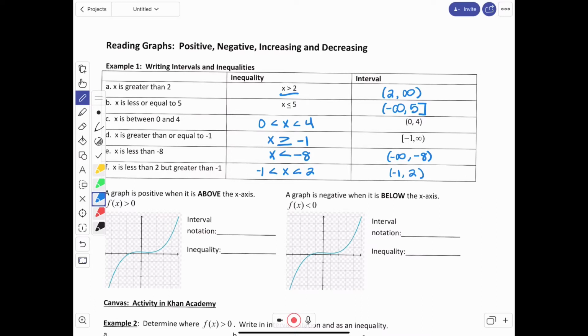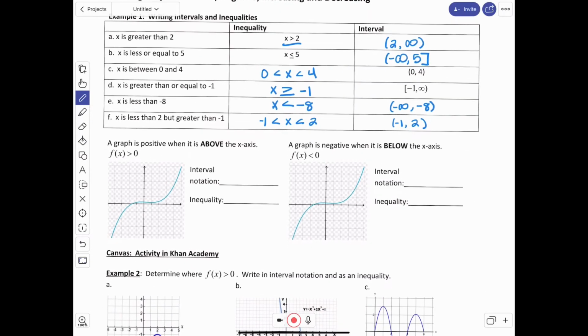You only use brackets when it says something about being equal to. Now, a graph is positive when it is above the x-axis, okay? And then here's another way, f of x is greater than 0. That means positive. Greater than 0 is positive. So when it's above the axis, here is where it starts being positive.